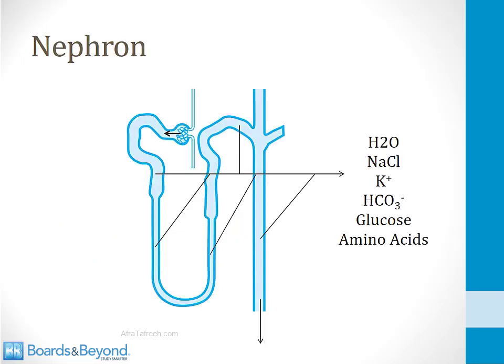You can find millions of these in the human kidneys, and the job of the nephron is to filter the blood and make urine that will be excreted from the body, basically to take some elements out of the blood and excrete them in the form of urine and leave others behind.